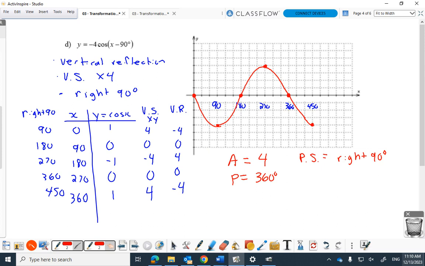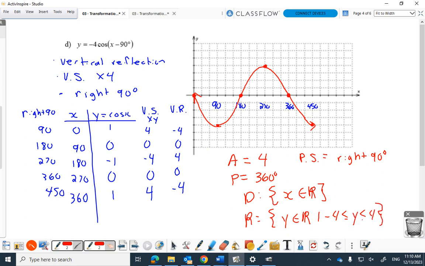What else do they want? Domain and range? Domain, x element of reals. So I'll put little arrows on there to remind myself the domain of this thing. Range, y element of reals. Look up at your graph. Negative 4 less than or equal to y, less than or equal to 4.